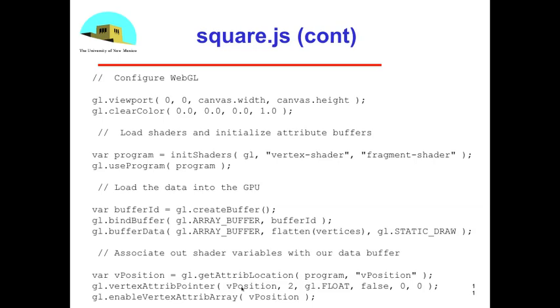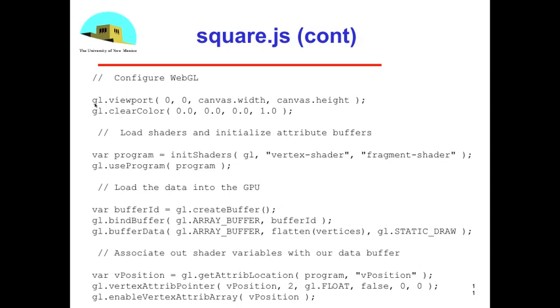Okay, final part of the code looks like this. We're going to decide what part of that 512 by 512 screen we want to use, and this says I want the whole thing. I want something that starts at the lower left corner, 0, 0, and has the full width and height of the canvas that I defined back in the HTML. So this says I want a 512 by 512 image on the output.